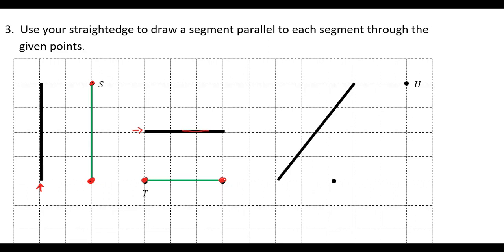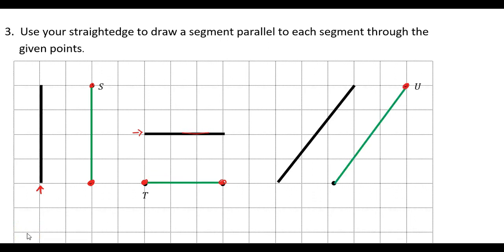And let's do one more. Now we have a diagonal line, and we'll connect 2 points to make a line segment that is parallel to that. So you can see I started at point U and connected it to this dot to make parallel lines. So parallel lines on the coordinate graph can run in various directions as well.